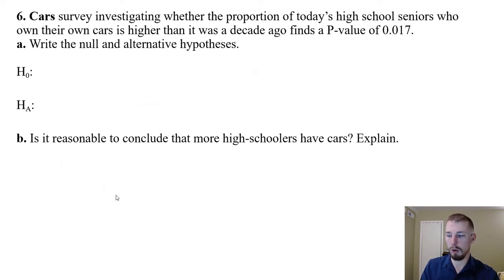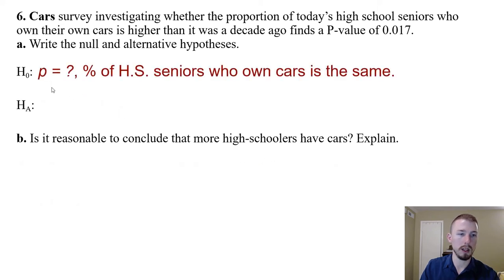Number 6, so we're on the assignment, moving right along. Cars. A survey investigating whether the proportion of today's high school seniors who own their own cars is higher than it was a decade ago finds a p-value of 1.7%. Write the null and alternative. So the null is that the proportion of high school seniors today that own their own vehicle is the same as what it was a decade ago.